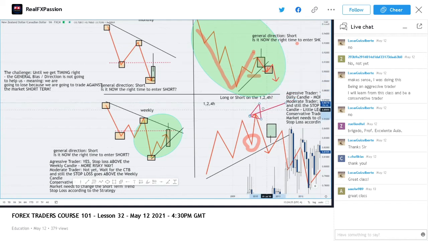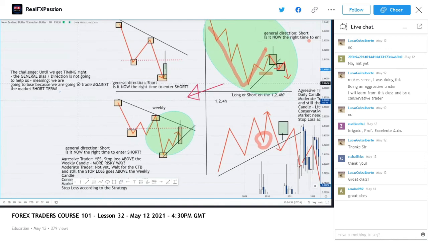Bias was always short on the 1 hour, 2 hour, 4 hour time frame. The bias was short. If you went long, you went against the general trend. So the bias was always short, but it was not the right time to enter. If you would go short in here, wrong timing. And this is why 90% of traders, at least beginner traders, lose money.